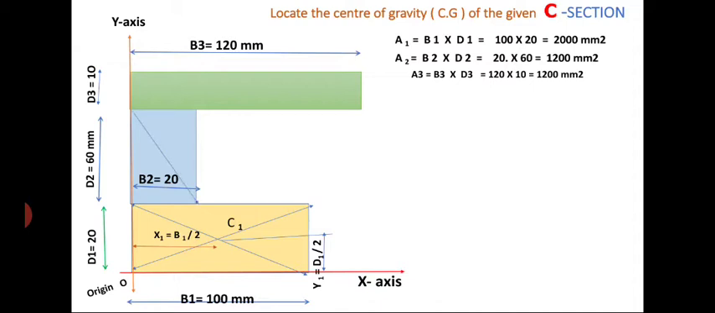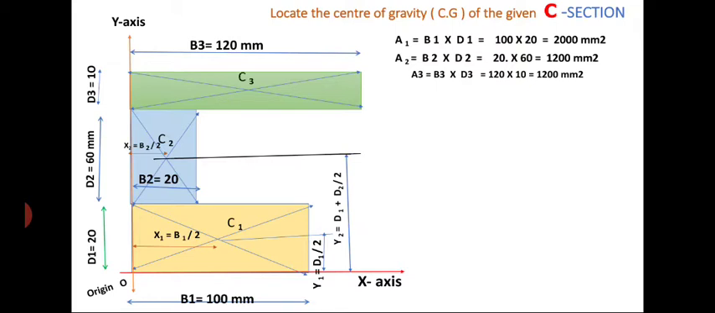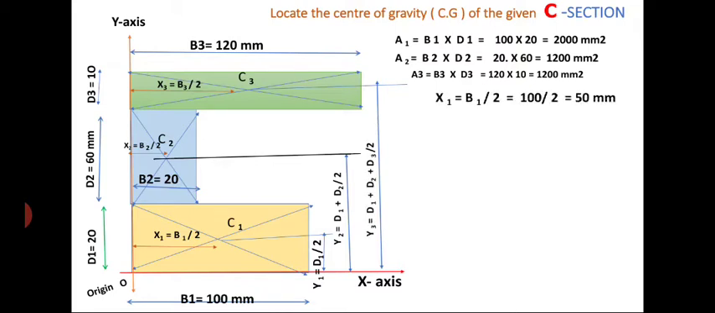Now I am drawing the diagonals of the second rectangle to locate the centroid C2. C2 is at a distance of x2 equal to B2 by 2 from the y-axis, and y2 equal to D1 plus D2 by 2 from the x-axis. Now I am drawing the diagonals for the third rectangle to locate the centroid C3 at a distance of x3 equal to base 3 by 2 and y3 equal to D1 plus D2 plus D3 by 2.